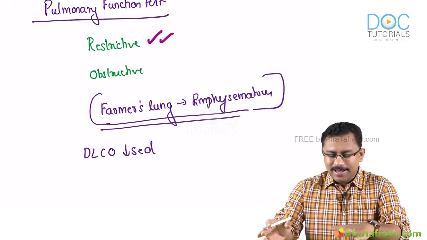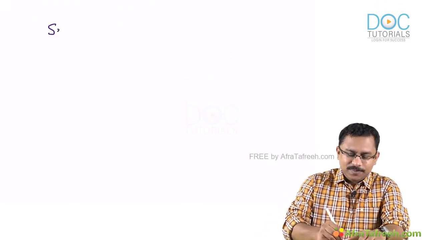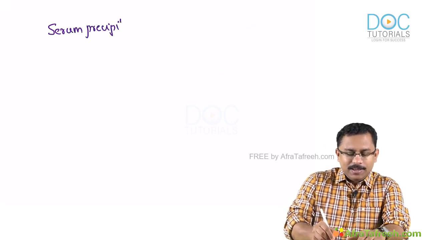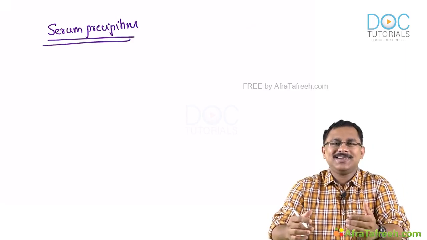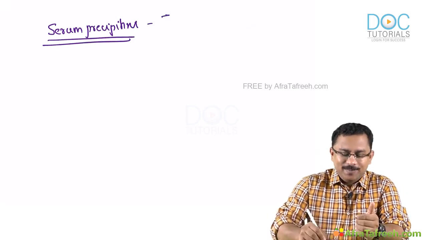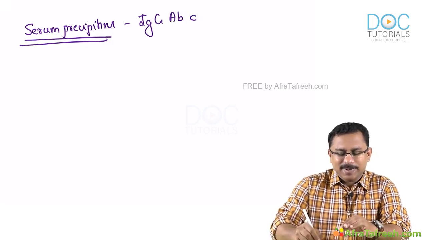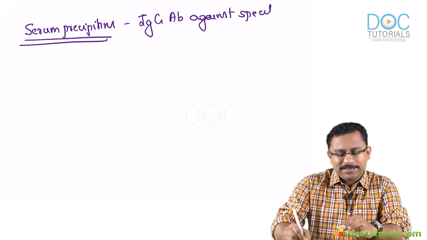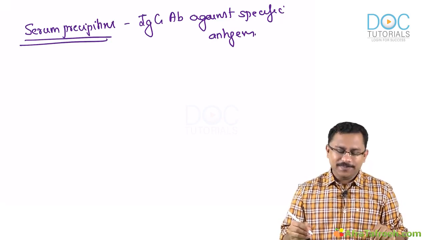And then you can go for the antibodies, that is your serum precipitants. Serum precipitants against what? It means you can measure the IgG antibodies against these specific antigens that we have already discussed. You can go for the antibody measurement.